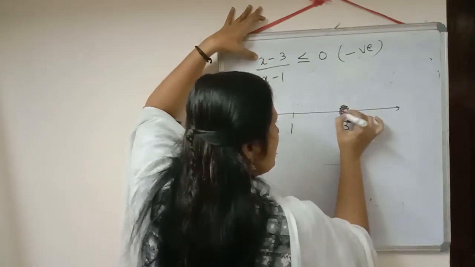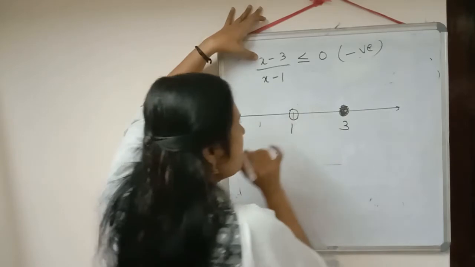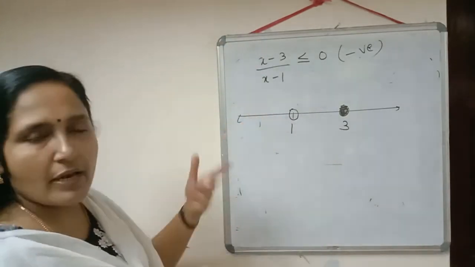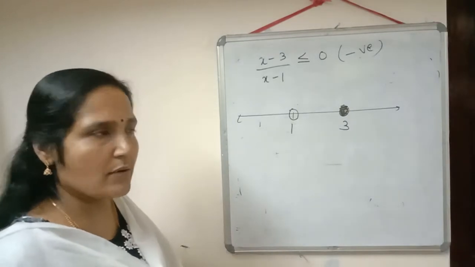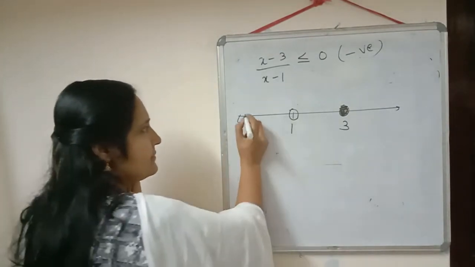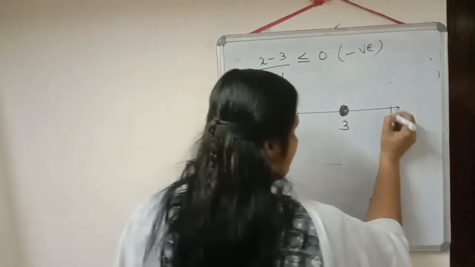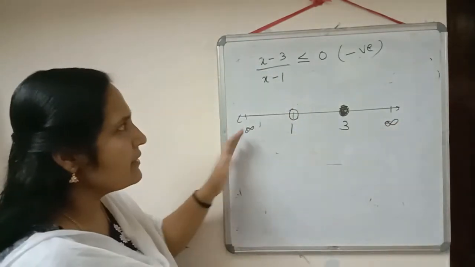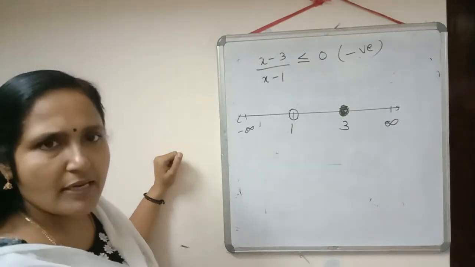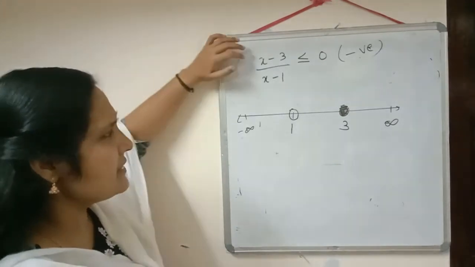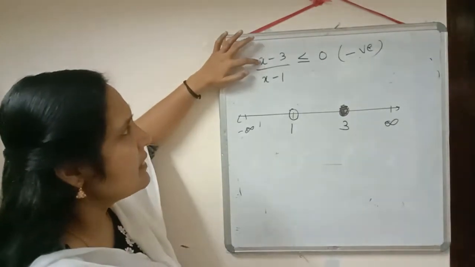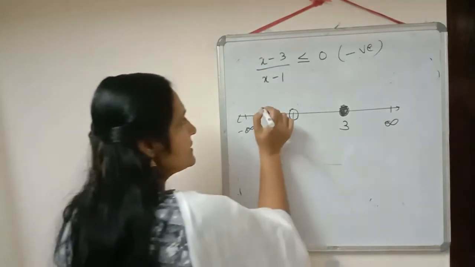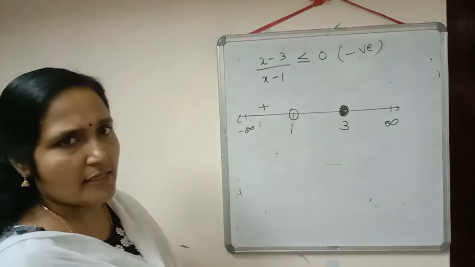This one we are doing just to check whether we have to use an open bracket or a closed bracket. This one will not be equal to 0. Now take any number. Here we have minus infinity and here we have plus infinity. Between 1 and minus infinity, 0 we can take. So just take 0, what will come? 0 minus 3, so minus 3 by minus 1. So in this case we are getting a positive number.